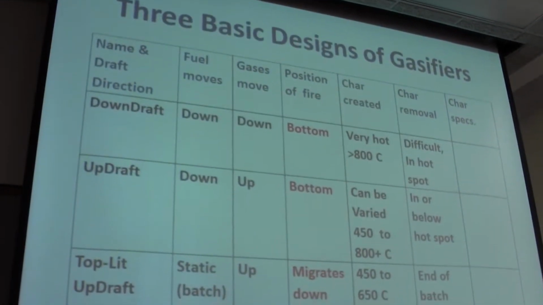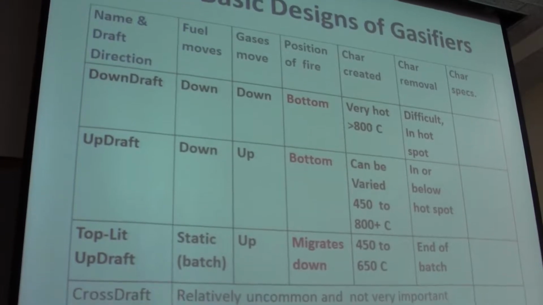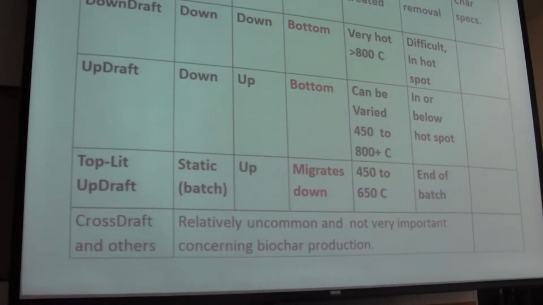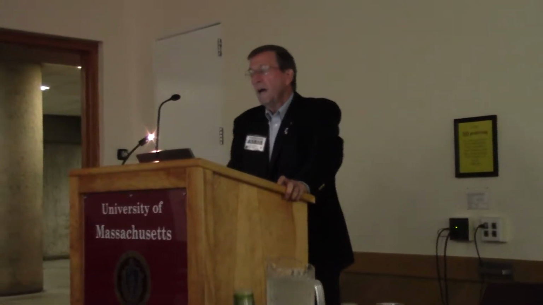When it's operating, I don't care where you lit it, it's functioning, the fire is down there at the bottom. In a traditional updraft, the fire is at the bottom, and there are other characteristics. A top-lit updraft, you light it at the top and the pyrolytic front migrates downward during the batch. And that is the only time that it is operating in its TLUD mode.